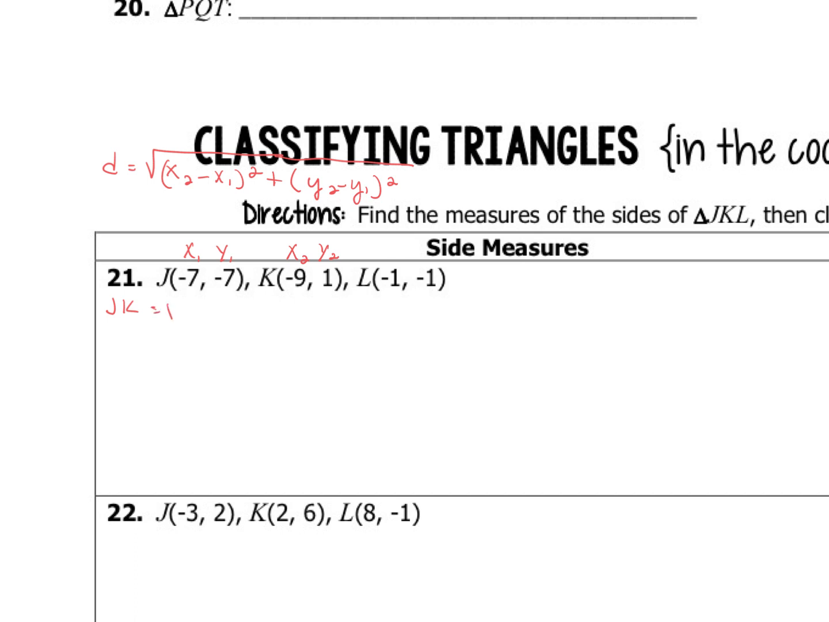So it's going to be the square root of -7 minus -9 quantity squared plus -7 minus 1 quantity squared. And you're going to put that in the calculator. You can use the Desmos calculator. Just leave off the square root sign so that you'll get a square root answer and not a decimal. So that's going to equal the square root of 68.